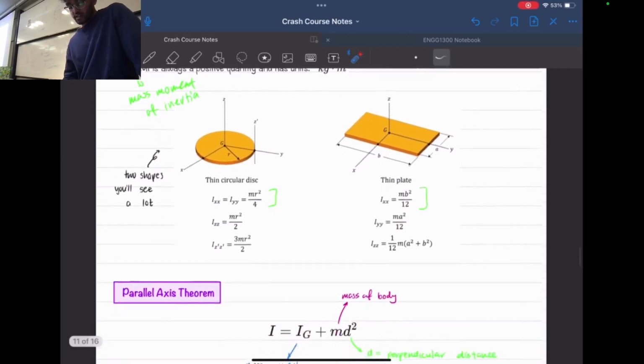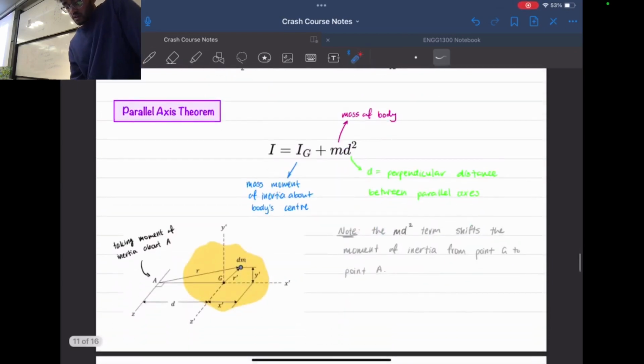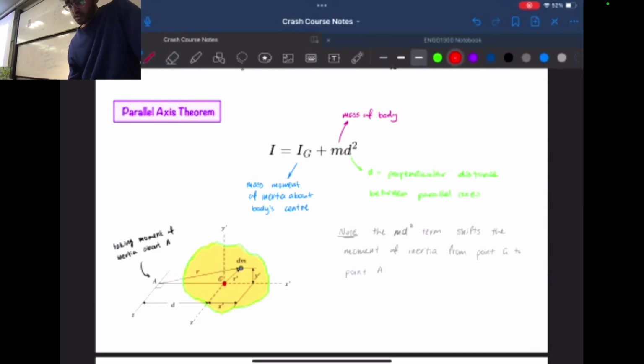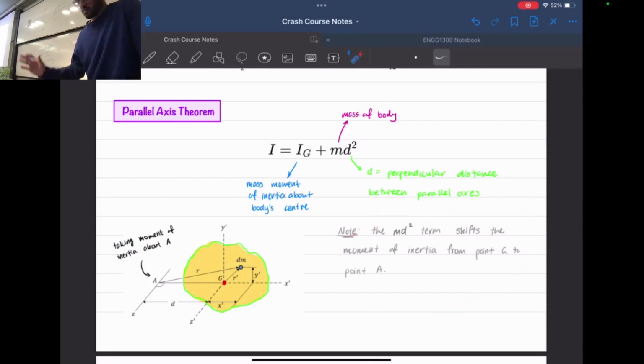Okay. And the most important formula when it comes to mass moment of inertia is the parallel axis theorem, where the total moment of inertia is given by the mass moment of inertia about the body's center, so the body that we're analyzing. In this case, I've got a body here, and the point G, which is just the center of the body. Okay. So we're going to be taking a look at the inertia just of the body with respect to its own center, and then we're going to be adding an md squared. All right. The md squared shifts the moment of inertia from point G to point A.